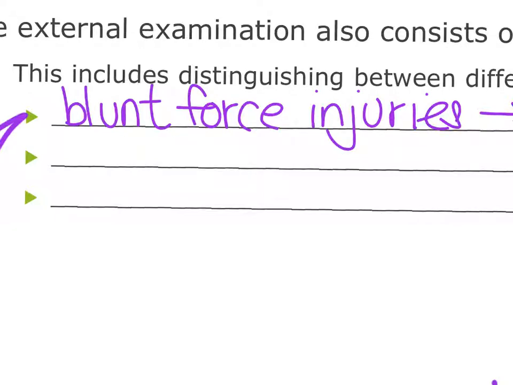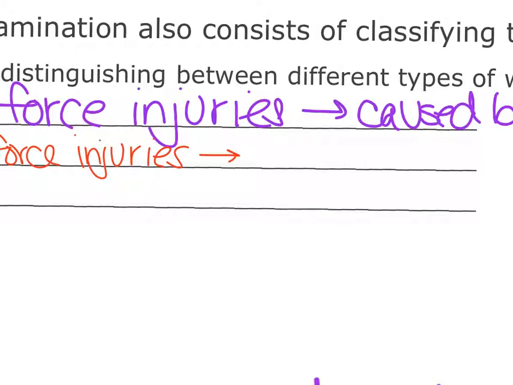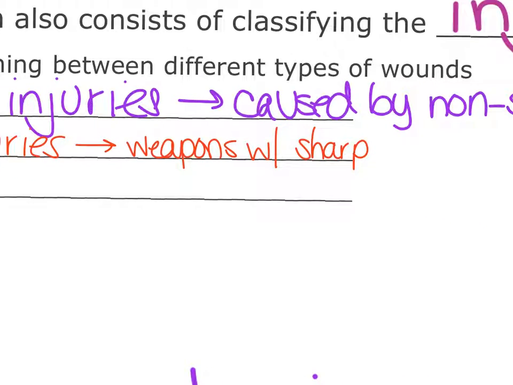Stab wounds, but the stab wounds are called sharp force injuries. This is from weapons with sharp edges. So this would be your knife, a razor, a sword. I don't know how many swords are out there. All right, so the swords are there, right?